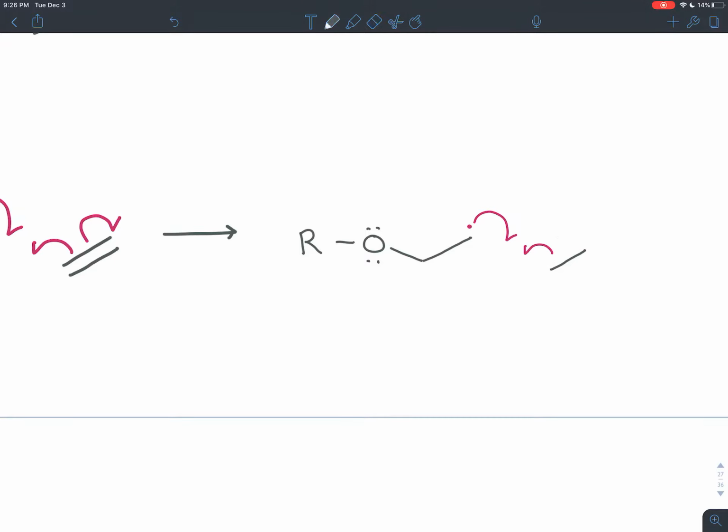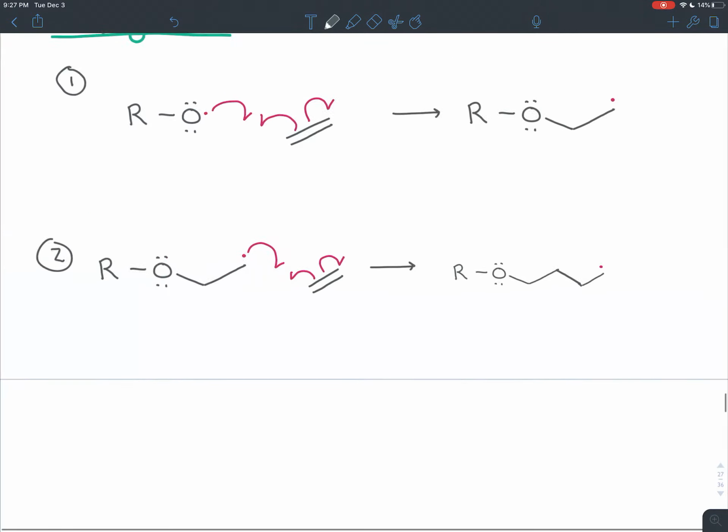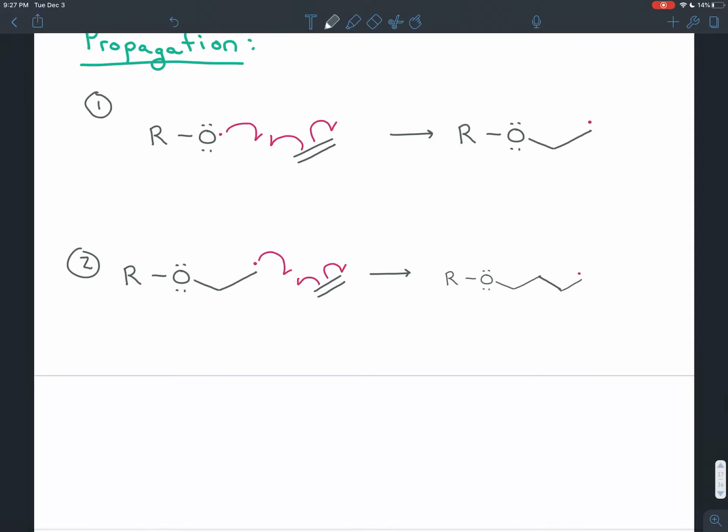this pi bond breaks, you get 1 unpaired electron on this carbon. The other electron pairs up with the radical, and you get a new bond between those 2 carbons. So notice what we're doing. We started out with no carbon chain at all. We attached the carbon chain to the radical, and now we're adding 2 more carbons to it. The chain is getting longer.